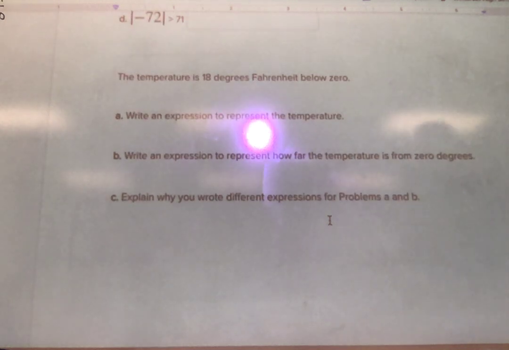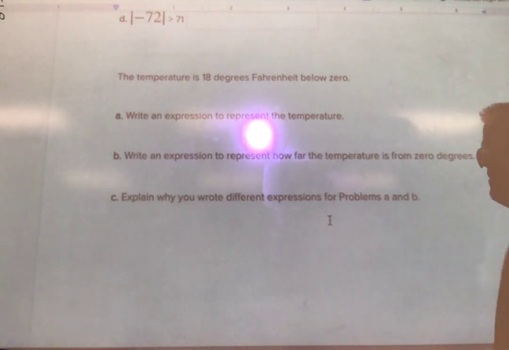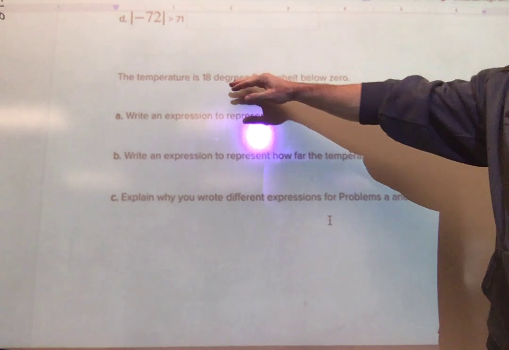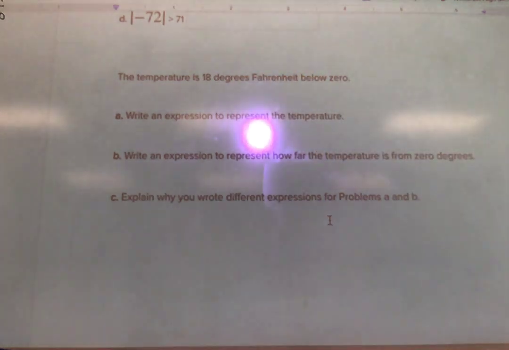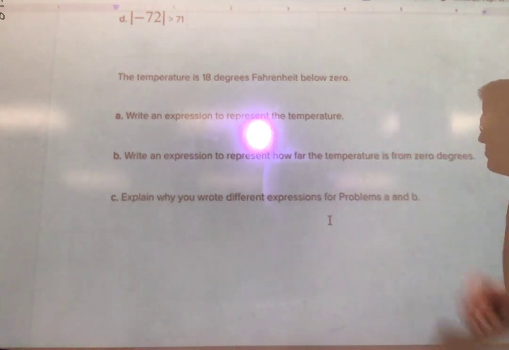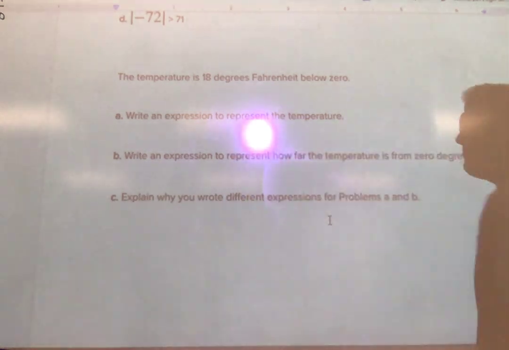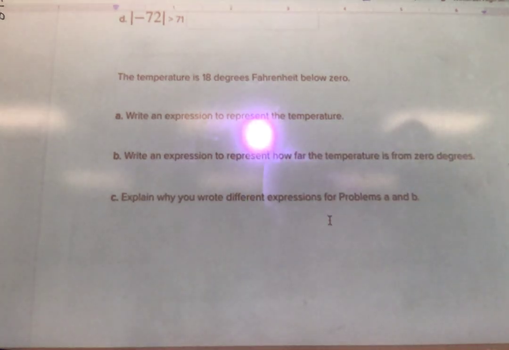All right, so the temperature is 18 degrees Fahrenheit below zero. That's what they're telling us. So it's really cold. It's negative 18. It's below zero, so I know that means negative. My job is to read these questions and write an expression for what they represent. So on question A, write an expression to represent the temperature.